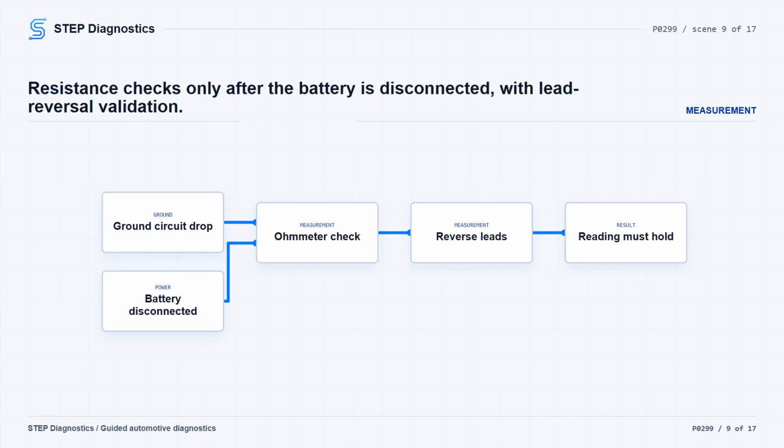When measuring resistance, reverse the DMM leads and watch for a change. Unless the circuit contains a semiconductor, reversing the leads should not change the reading. If it does, the test result is not valid.